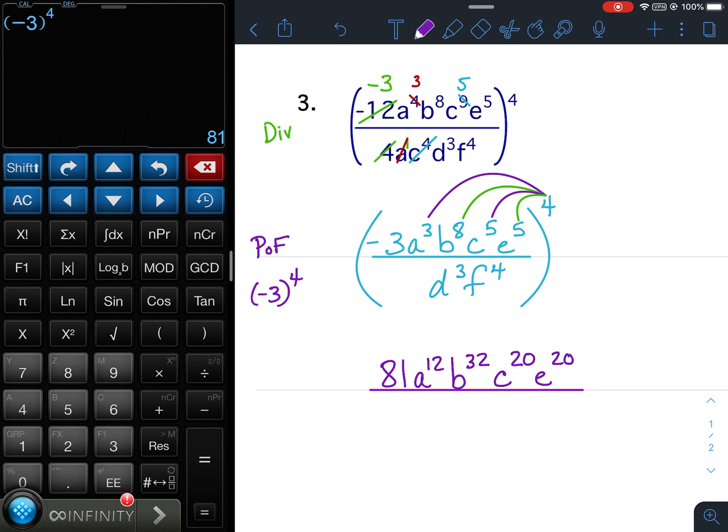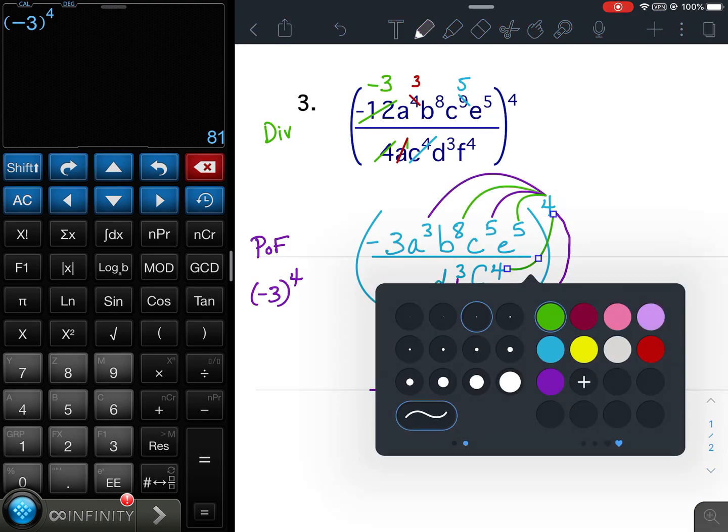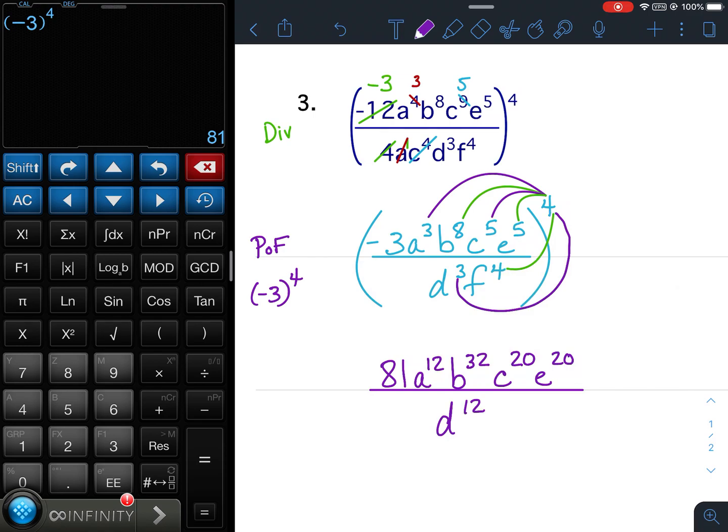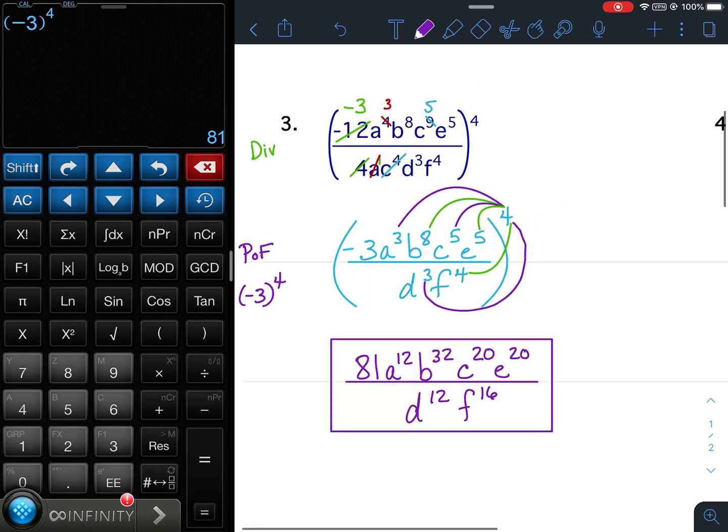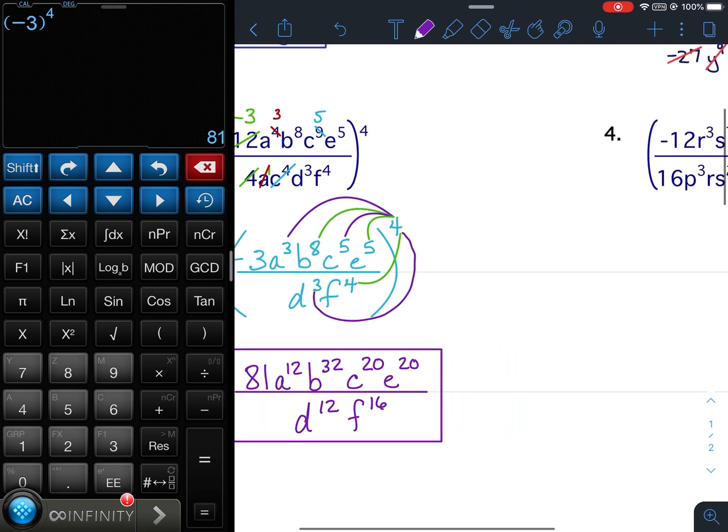On the bottom, d to the 3rd, so I can take the 3 times the 4 to get d to the 12th. And then 4 times 4 would give me f to the 16th. And that's it. We're done. So divide, and then power of a fraction. Let's look at number 4.